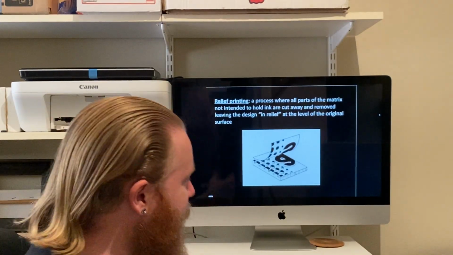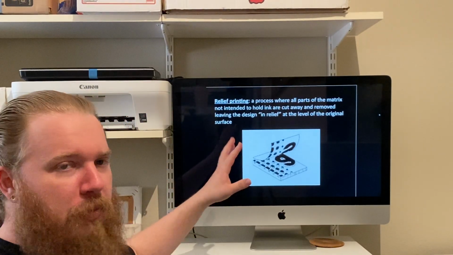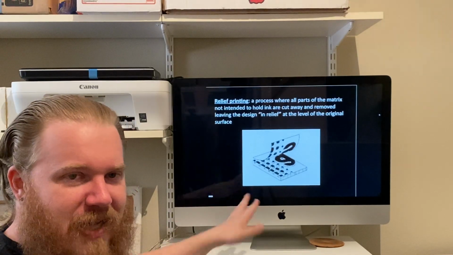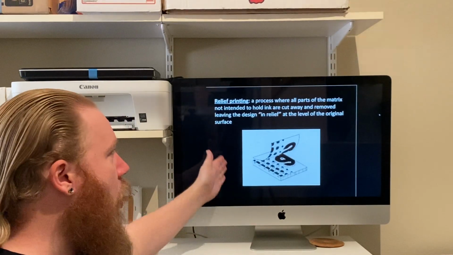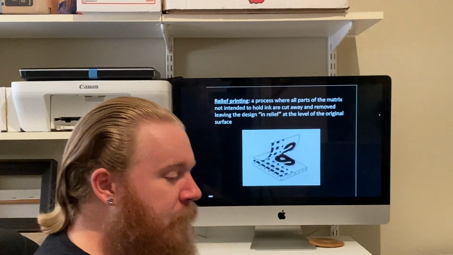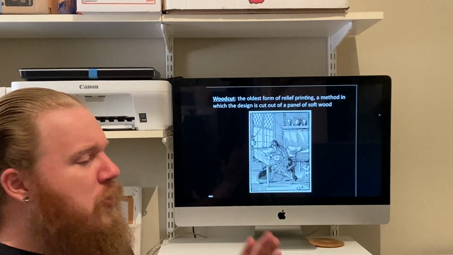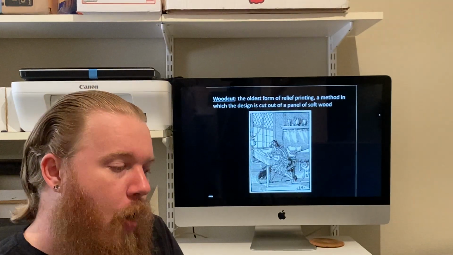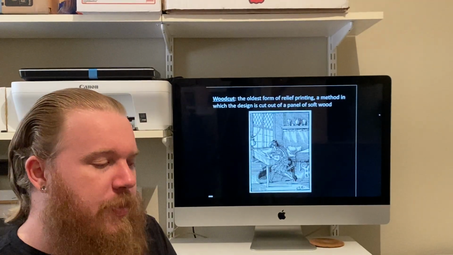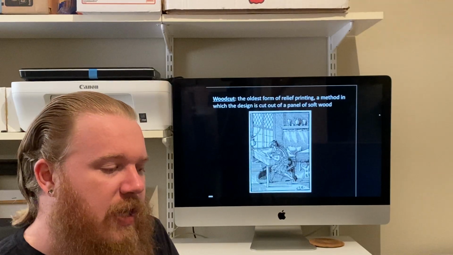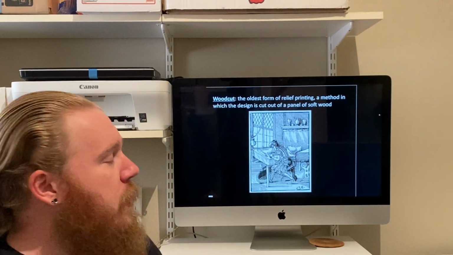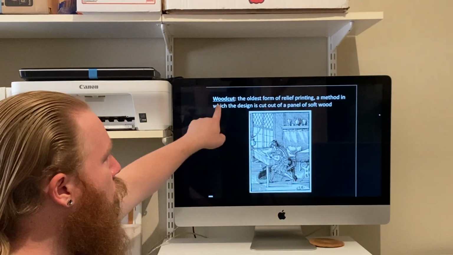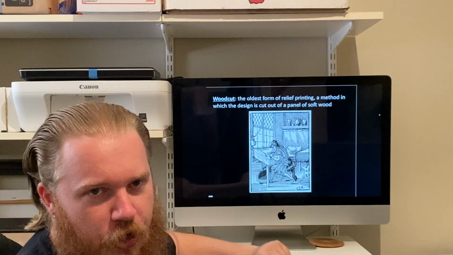So the most basic, most rudimentary, all those wood blocks that we saw with the Chinese movable type and everything, that is all relief printing. And so the most basic form of relief printing is what's known as woodcut. And this is the oldest form of relief printing, and it's a method in which a design is cut into a panel of soft wood. Now this is an important distinction. Woodcut, soft wood, okay?